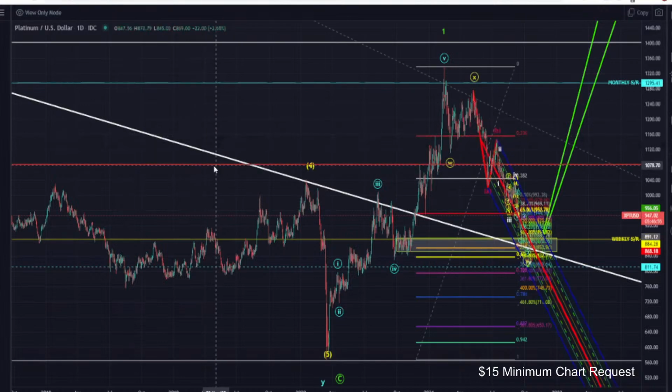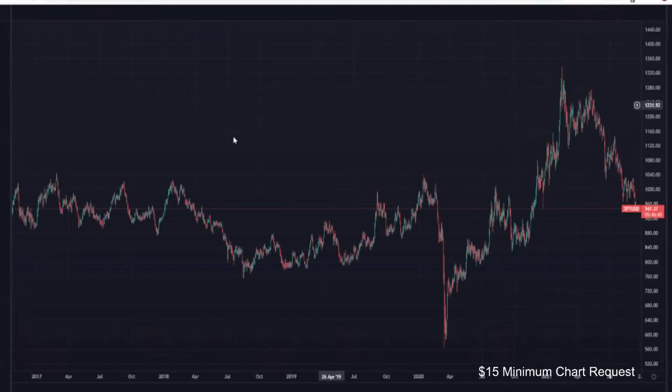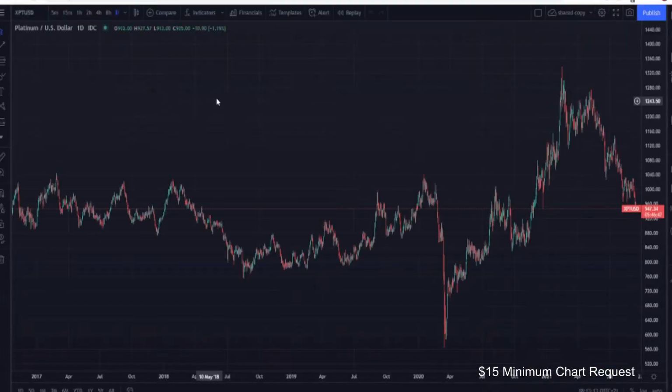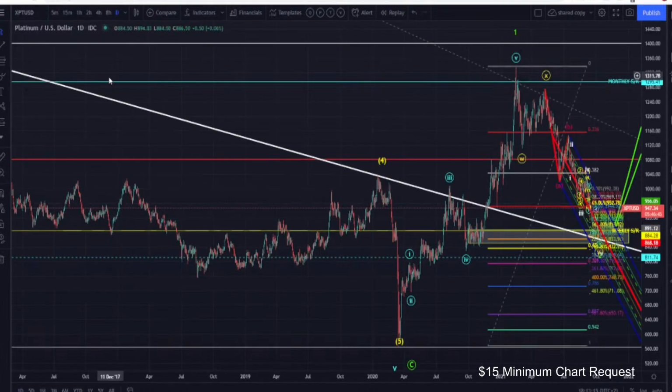Okay, Volker, XPT. Oh, Platinum. Yeah, he's been tracking this, as I remember last time. He wanted to see something on Platinum. So this has been all over the place. So here's a daily.